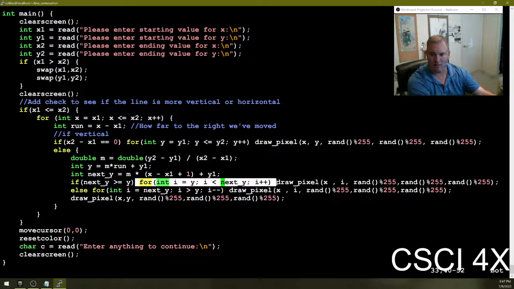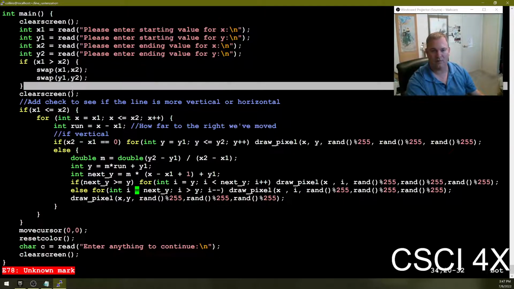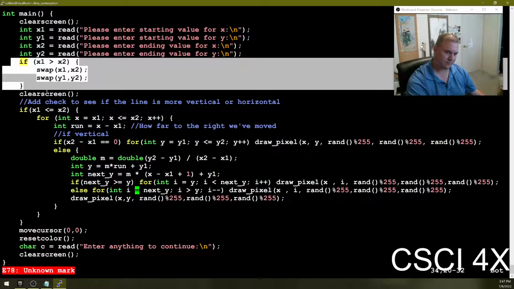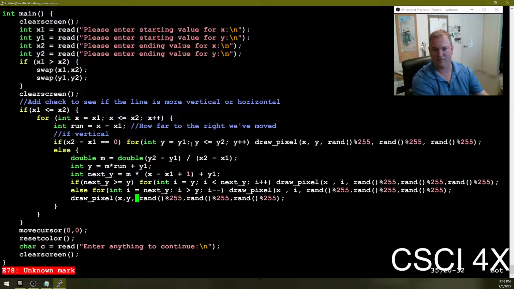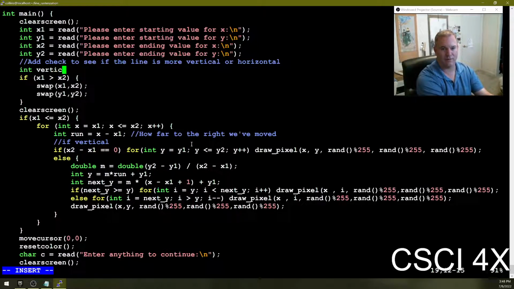And maybe you don't need this as well because of the swappage. You might need to swap them if the... you always want to swap it so that Y1 is the smaller value if it's more vertical. So, yeah, before we do this, let's add a check to see if the line's more vertical or horizontal. All right, so vertical would be like the absolute value of X1 minus X2.